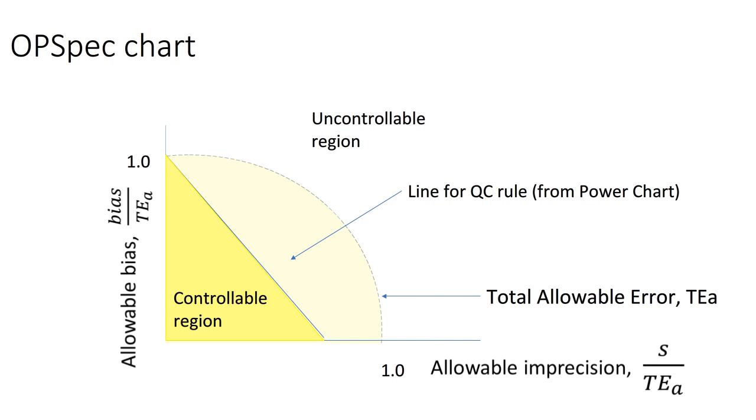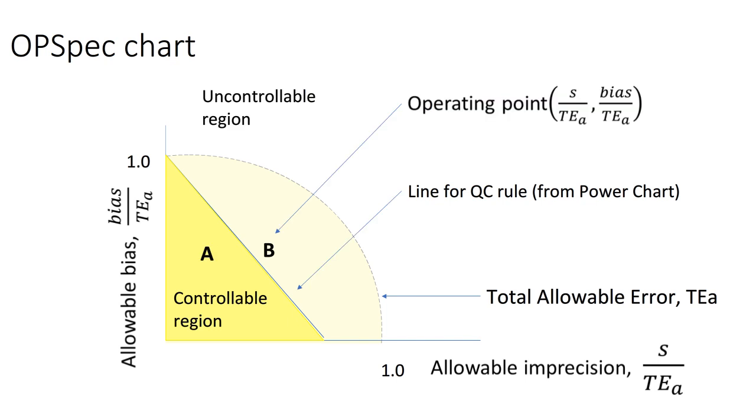QC plan. So what you should take away from this is that every QC plan is associated with a line, like the one shown here, that divides the operating plane into two regions, a controllable region and an uncontrollable region. And the controllable region represents an area that can be operated safely for a particular QC rule. Each QC rule has a controllable region. Any process with an operating point in the controllable region can be safely managed by a rule that covers that region.